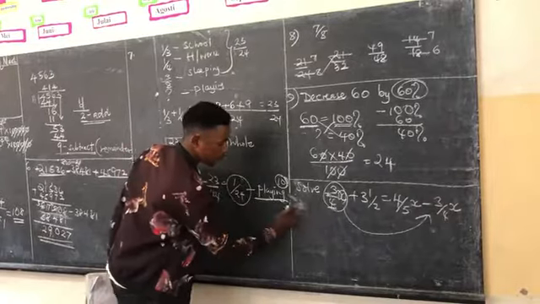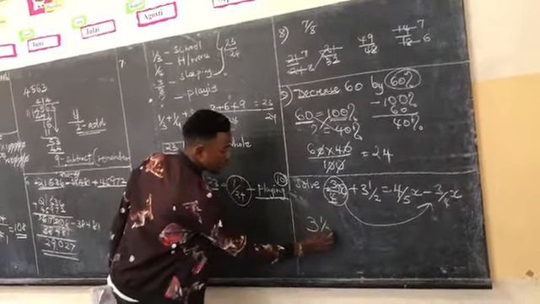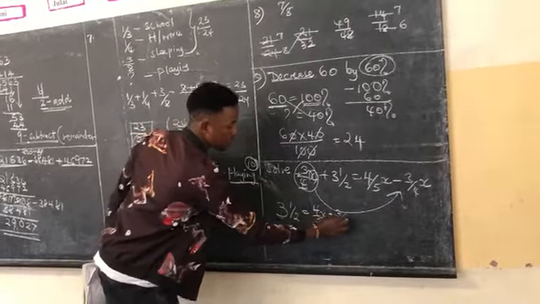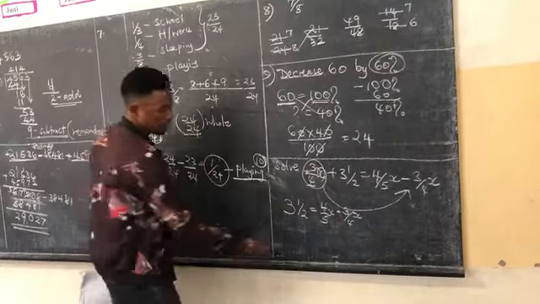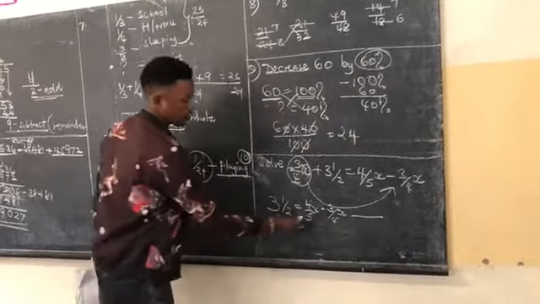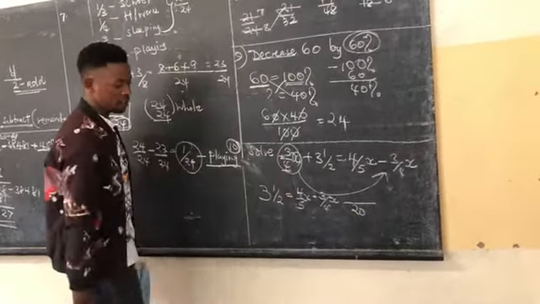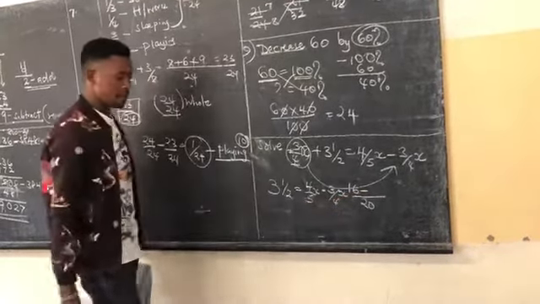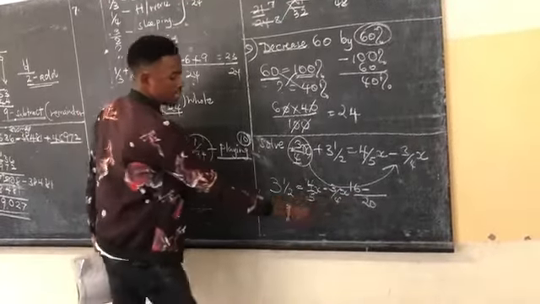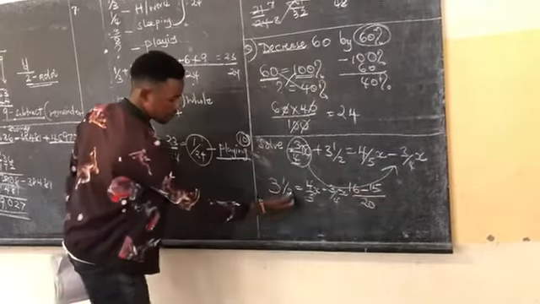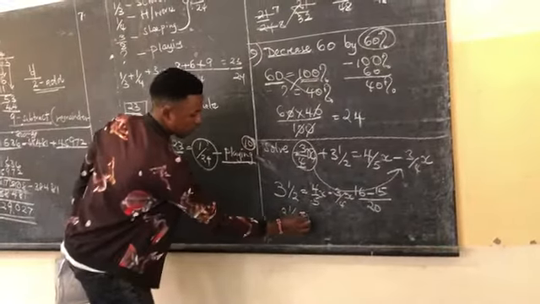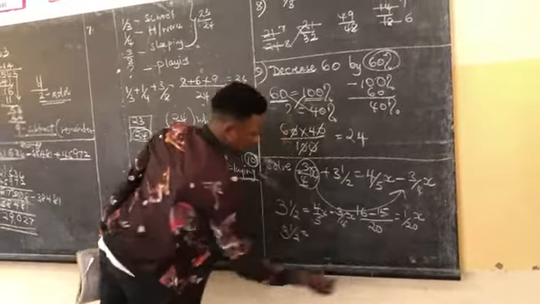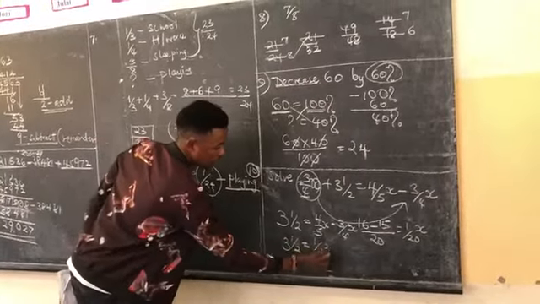So our new format will be 3.5 is equal to 4 over 5x minus 3 over 4x. So we find the LCM here. The LCM will be 20. 20 divided by 5 is 4, times 4 is 16, minus 20 divided by 4 is 5, 5 times 3 is 15. So this will give us 3.5 is equal to 16 minus 15, that is 1 over 20x.